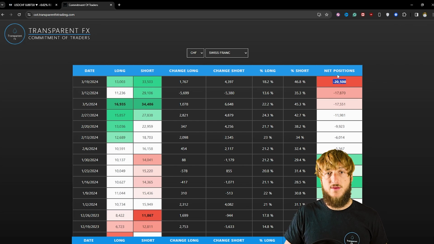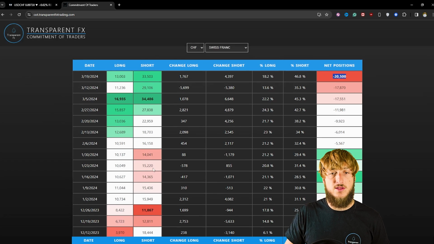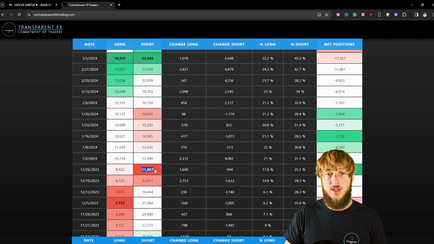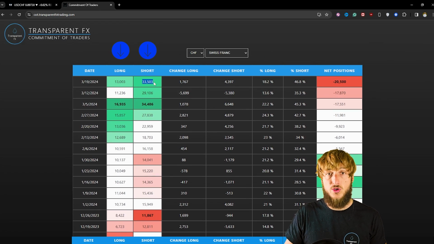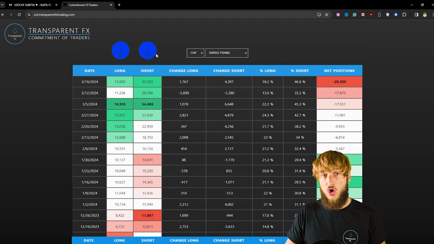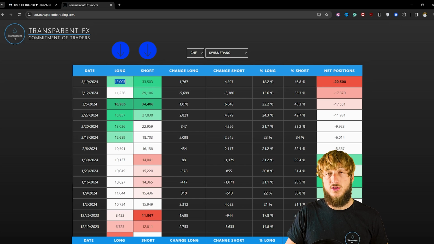And at the same time, we have seen the closing of longs. In fact, we went from having 11.8k shorts all the way up to currently having 33.5k shorts from an institutional perspective on the CHF, and longs got decreased from 16.9k to 13k.